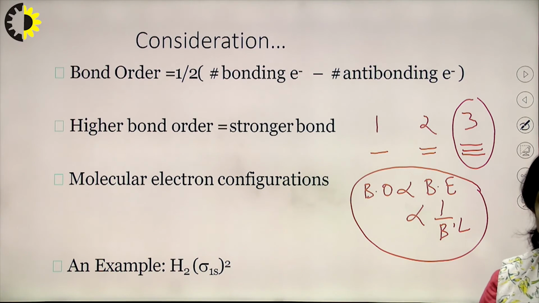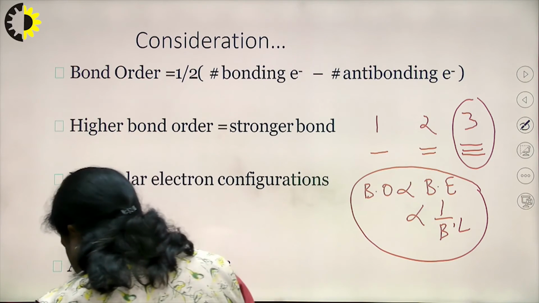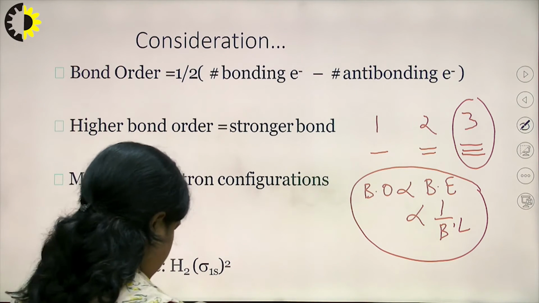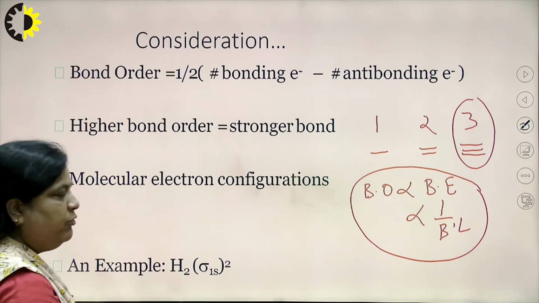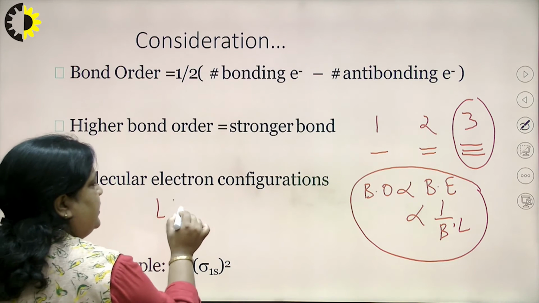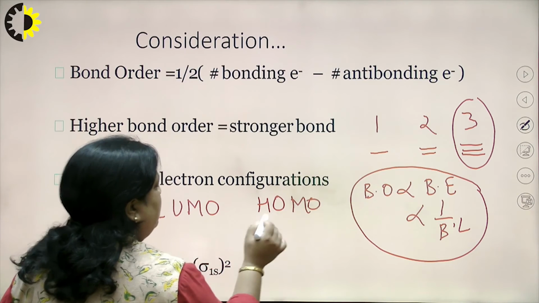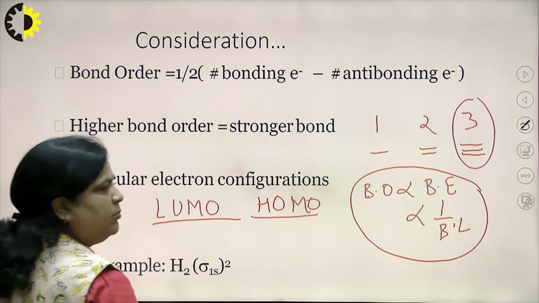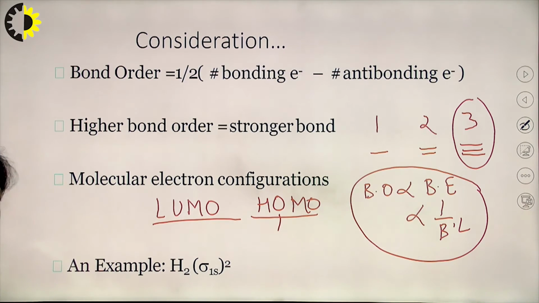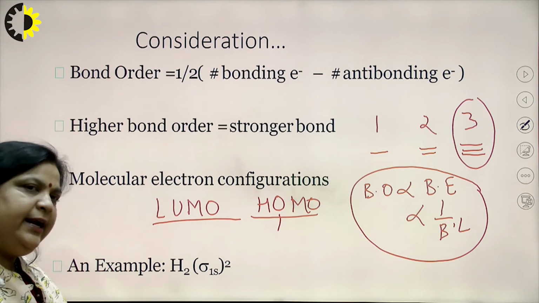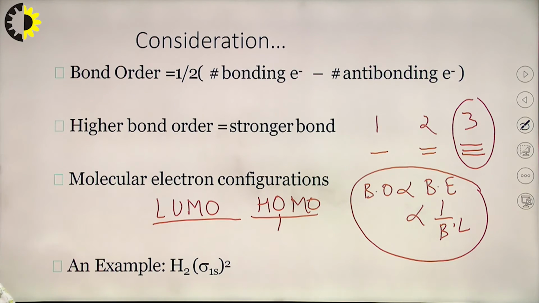So, bond order is directly proportional to bond energy, while inversely proportional to bond length. And in case of configuration, in spectroscopy, especially in UV-visible, I have already cleared that there are two types of molecular orbital, lowest unoccupied molecular orbital and highest occupied molecular orbital, and generally they are lower in energy as compared to this. So, in the excited state, or if we irradiate the molecule, the electron gets excited, it goes from HOMO to LUMO.